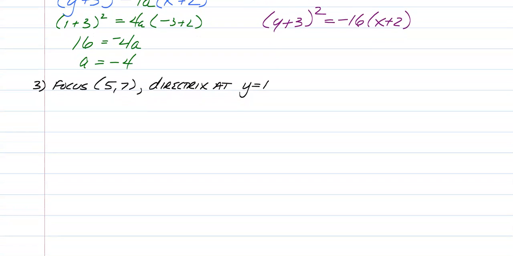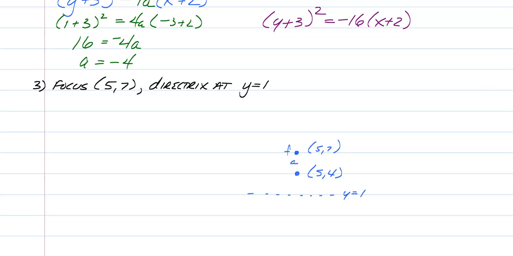Last one for today. You have a focus at (5, 7), and then you have a directrix at y equals 1. So if you think about that, you have a focus at (5, 7), and then at y equals 1, you have a directrix. That means your vertex has to be someplace in between those. Well, remember, the a value is the same distance from your vertex to your focus and your directrix. So if that total distance is 6, 3 away is going to give you (5, 4).